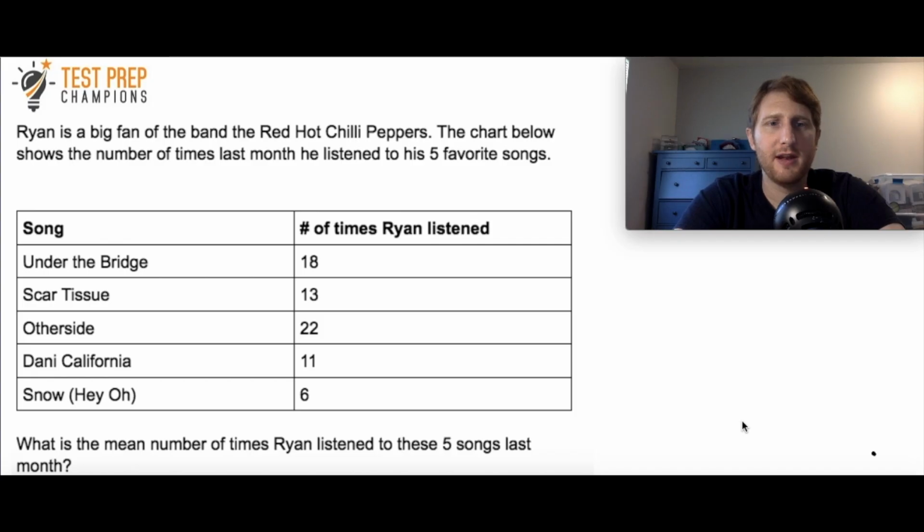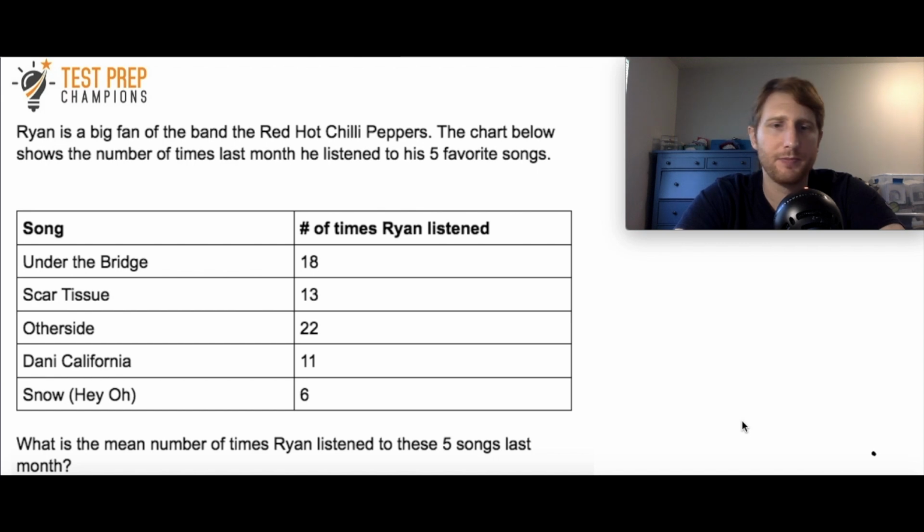Ryan is a big fan of the band, the Red Hot Chili Peppers. The chart below shows the number of times last month he listened to his 5 favorite songs. What is the mean number of times Ryan listened to these 5 songs last month? So now is your chance to pause the video, try to figure this out, and whenever you're ready, we'll go over the answer.